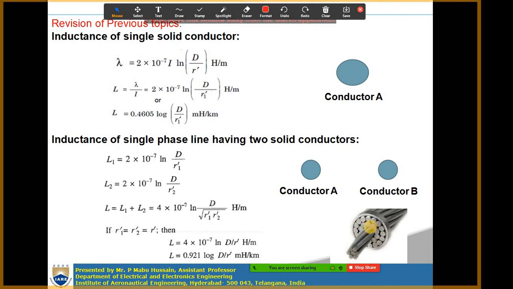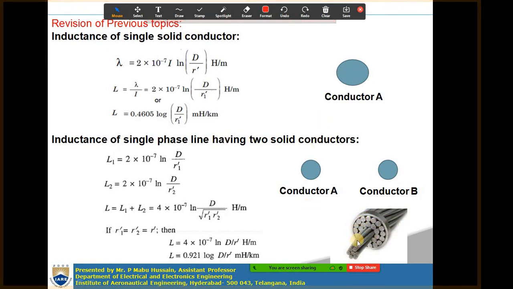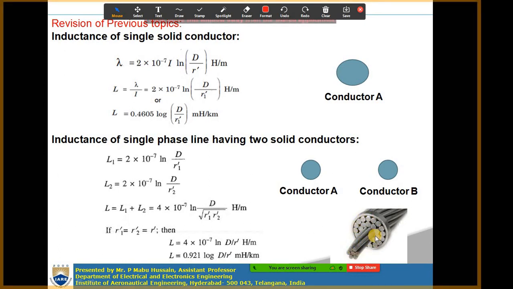Those strands may be of different materials. If you take an ACSR conductor, aluminum conductor steel reinforced, the inside strands will be steel and the outer surface strands will be aluminum. So the material of the strands may also be different. Generally, you have to calculate the inductance for this type of conductor, which you may also call a composite conductor.